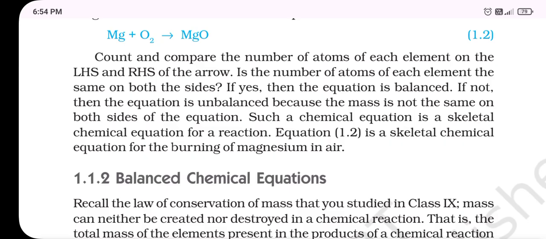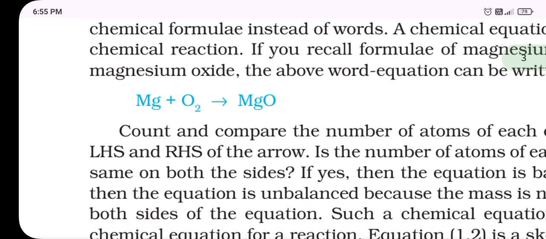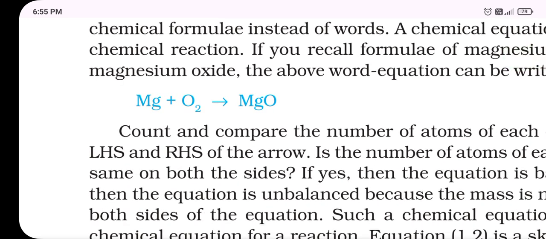The answer is no, because if you look at this figure, magnesium is 1 at the left side and 1 at the right side. That's correct. But is it true that oxygen at the left side and right side are equal? No. Oxygen at the left side is 2 in number, but at the right side just 1 is present. So this reaction is not balanced, and we have to balance this chemical reaction.